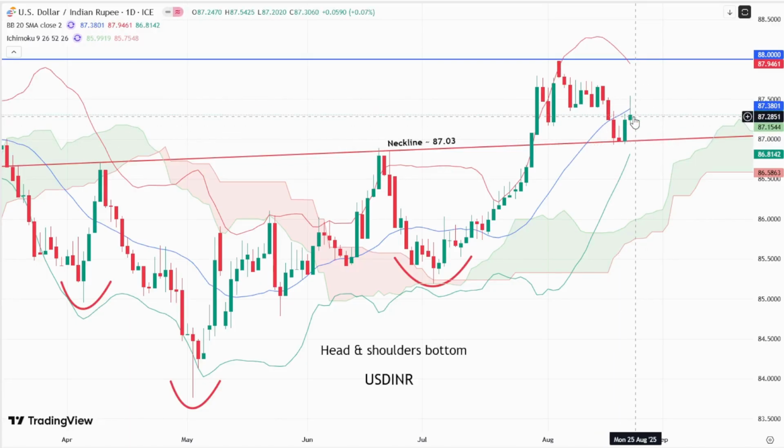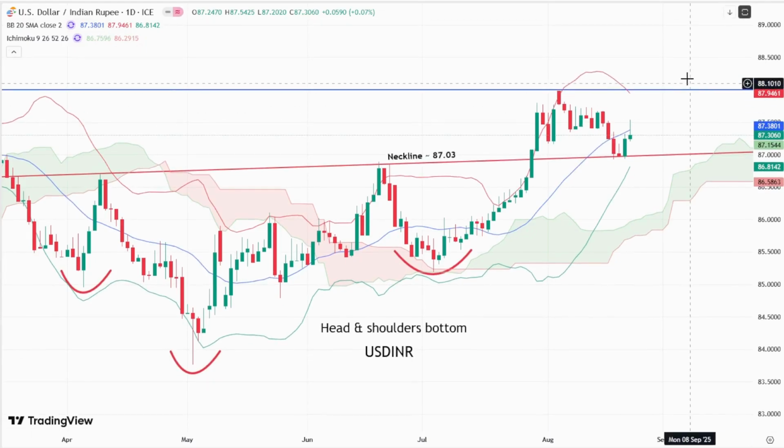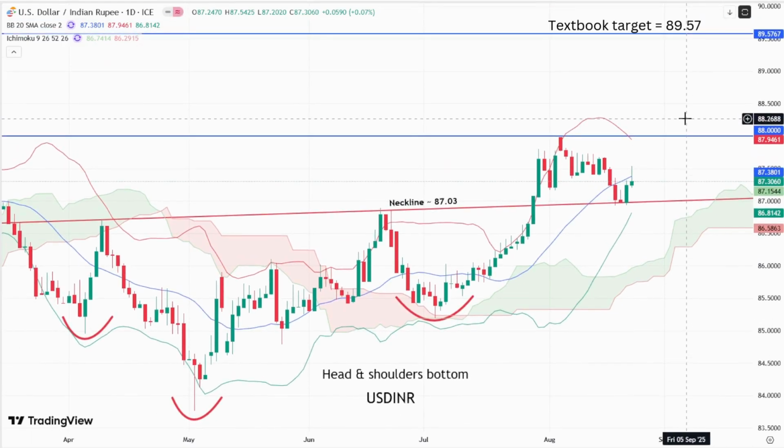the 20-day moving average. I believe dollar INR is now in the bullish resumption phase of the head and shoulders bottom. Closing above the 20-day simple moving average will give it an upside boost. The textbook target remains unchanged at 89.57.